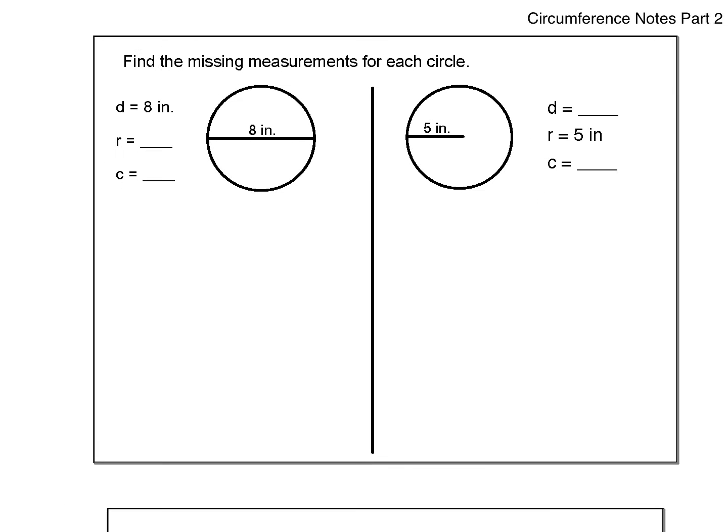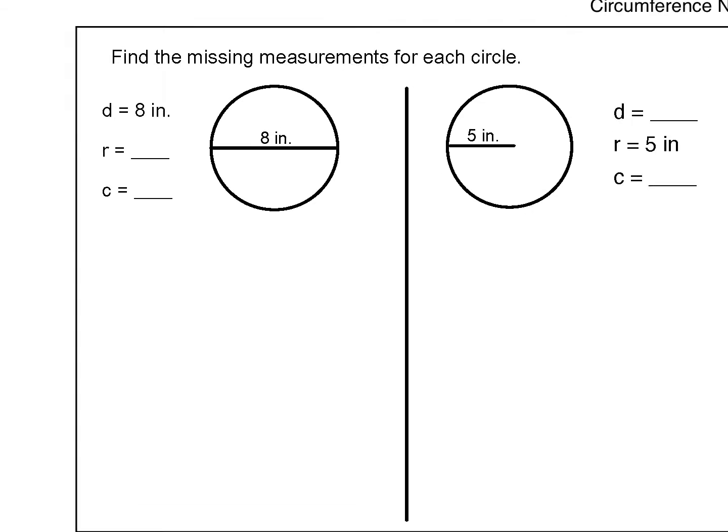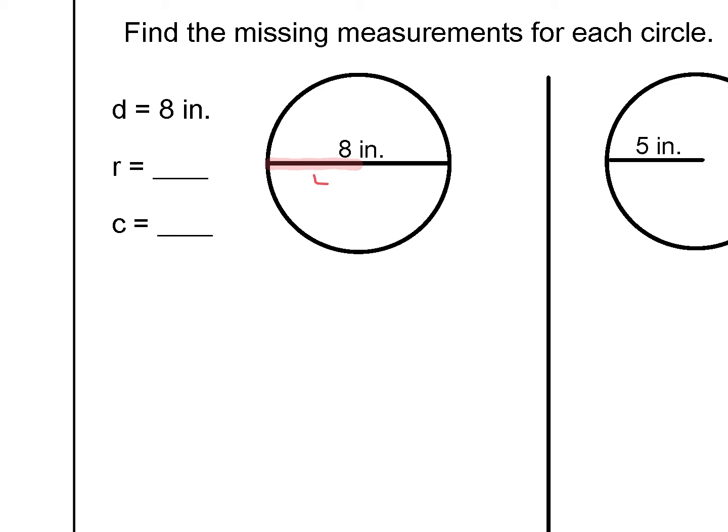Okay, so now that we've reviewed the parts of the circle, we're going to just review finding some of these measurements. And again, you guys were doing a nice job with this, and I'm just going to give us a couple quick reminders for today. When we have a diameter of 8 inches, then in order to find the radius, the radius is just going to be half of that diameter. So if the diameter is 8, then the radius would just be 4. So the radius is 4 inches.